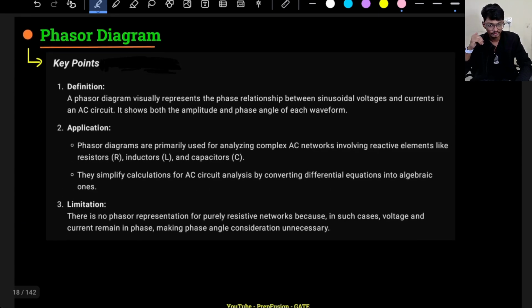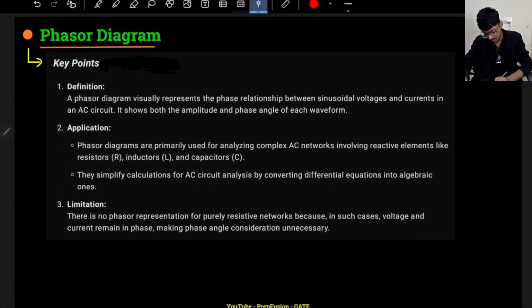Now let's read a few key points. The first key point is that a phasor diagram visually represents the phase relationship between sinusoidal voltages and currents in an AC circuit. That is why we needed a good representation, because writing sine and cos every time is very tedious, and doing computations with sine and cos is very tedious. We'll see what operations we can do on phasor quantities. So that's why we made a separate format, the phasor diagram and quantity.